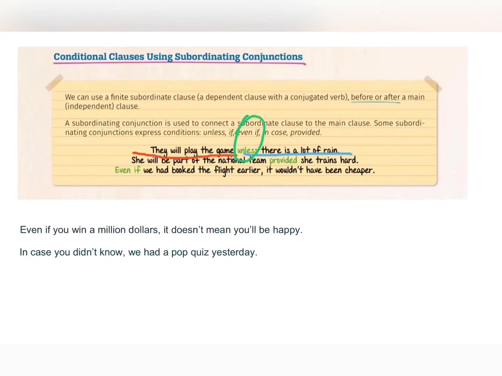Unless. Okay. A second example of this could be she will be part of the national team provided she trains hard. So she will be part of the national team could be your independent or main clause. And then your second clause could be your subordinate clause provided she trains hard. Because again, the first part of the sentence could be a sentence on its own. She will be part of the national team could perfectly be independent, and it doesn't rely on anything. And then we have our subordinating conjunction, in this case, would be provided.